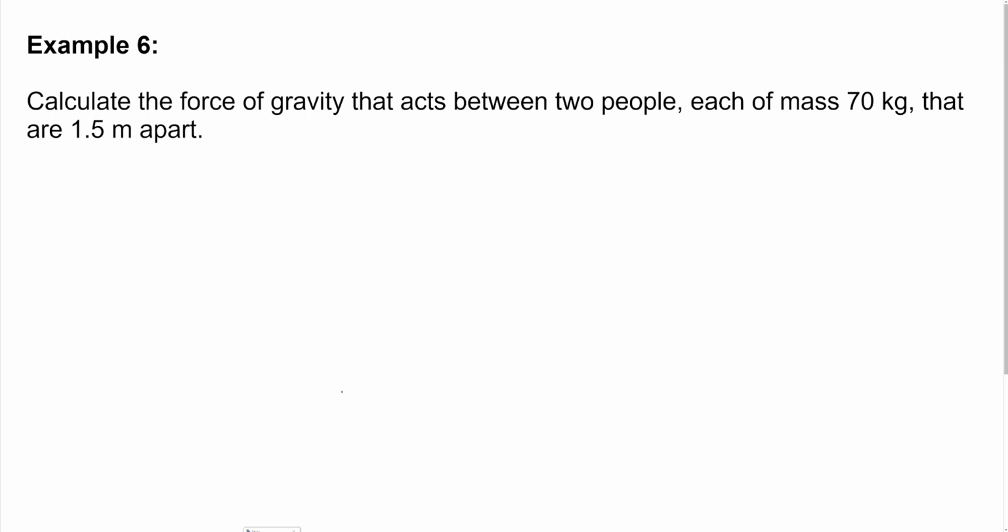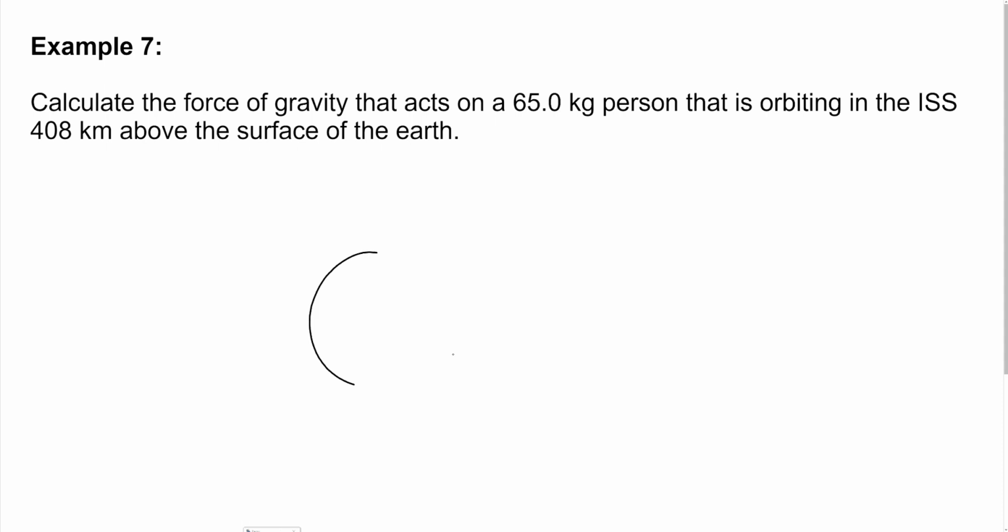We've done 2 example problems involving Newton's law of gravitation so far. Example number 6, where we had 2 people a certain distance apart, and we found the force of gravity that acted between the 2 of them. We also did example number 7, where we had a person a certain distance away from the Earth, and we wanted to find the force of gravity between those 2 objects, the Earth and the person. What do they have in common? We're trying to find the force of gravity between 2 objects with mass.